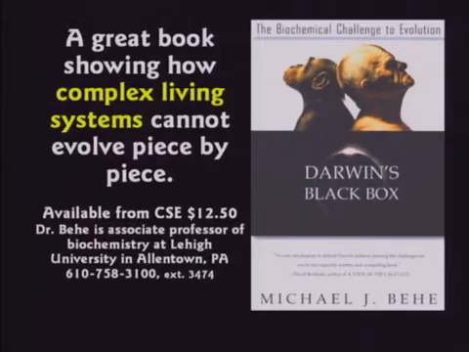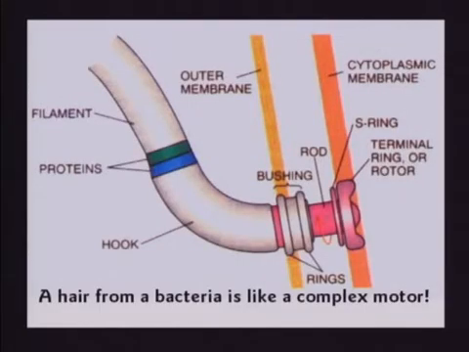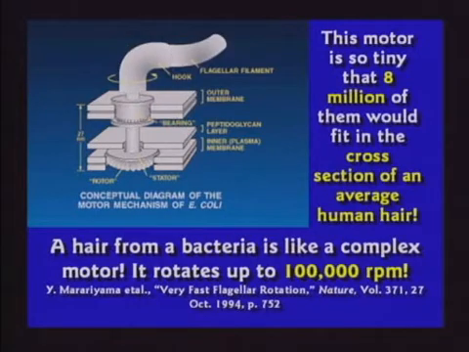He's a microbiologist, and he teaches at Lehigh University in Pennsylvania. He spends an entire chapter of the book explaining the hair on a bacteria. That little hair is attached to a motor in the skin of the bacteria. You talk about tiny. I mean, bacteria is pretty tiny. These are real tiny little motors. These motors are so tiny that 8 million of them would fit in the cross-section of a human hair. And that motor turns 100,000 RPM.